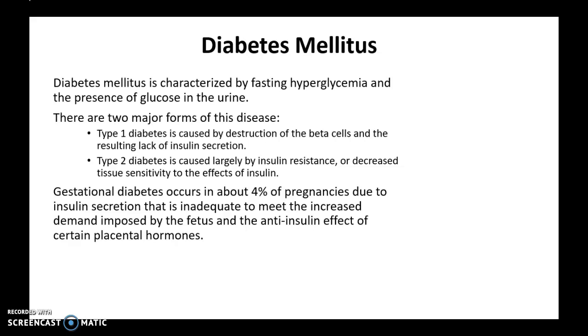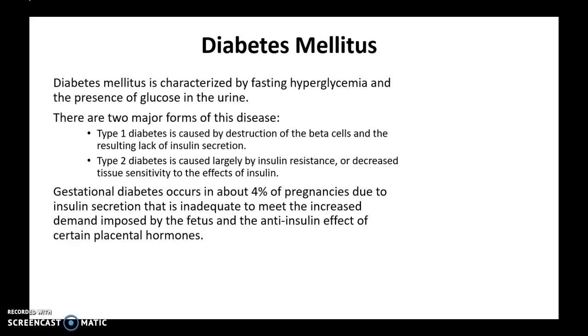So in case of type 1 diabetes, we do not secrete insulin. Type 2 diabetes, once called non-insulin dependent diabetes mellitus, is the most common form. So most of us are affected with type 2 diabetes.